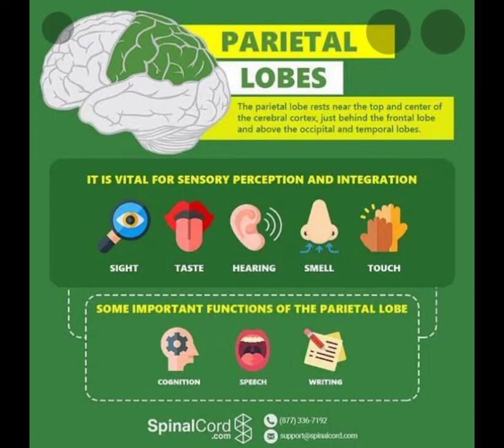Parietal lobe. The parietal lobes are responsible for processing somatosensory information from the body. This includes touch, pain, temperature, and the sense of limb position. Like the temporal lobes, the parietal lobes are also involved in integrating information from different modalities.